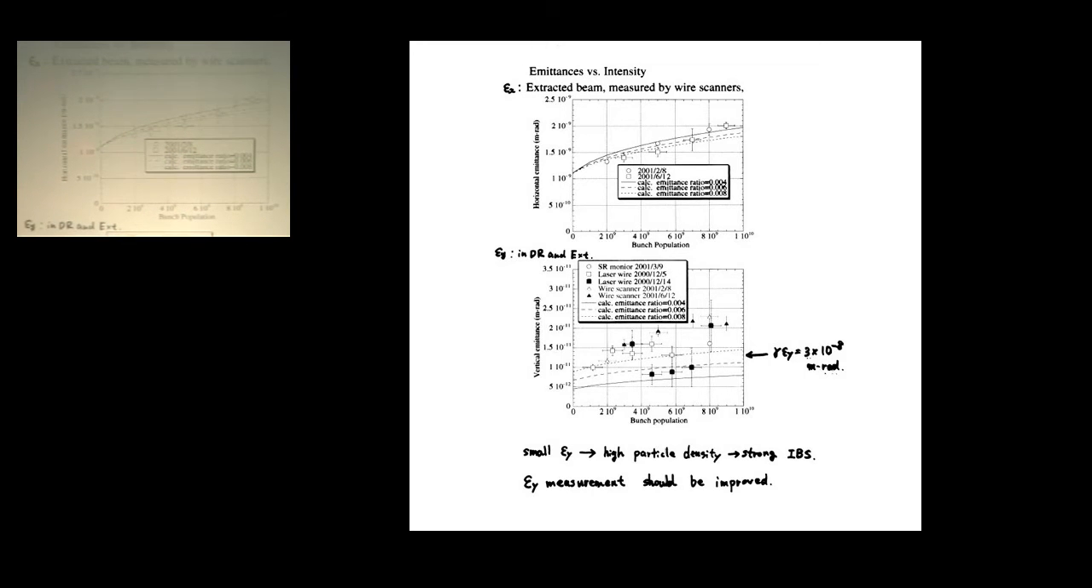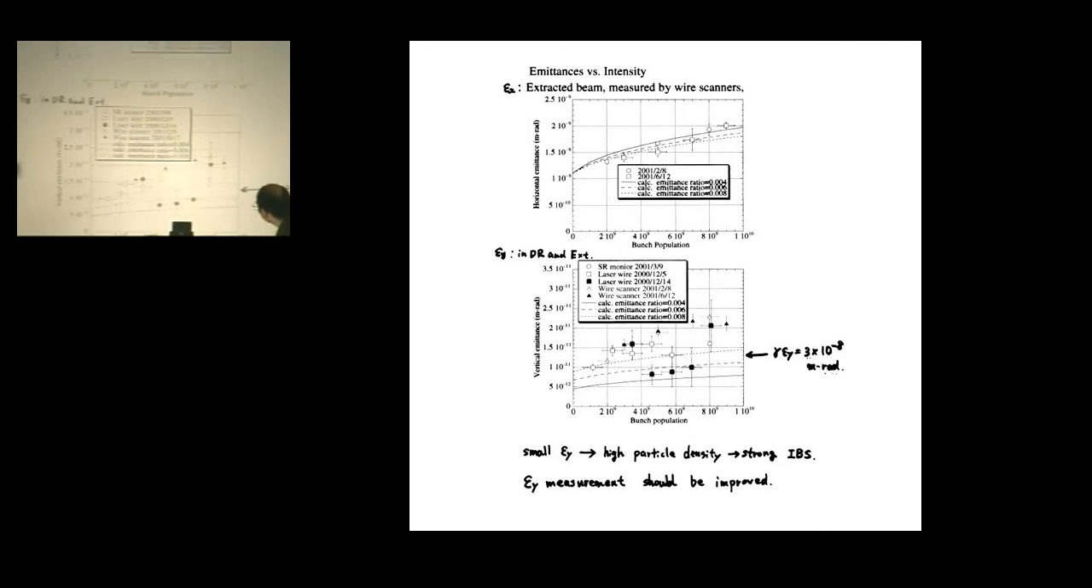This is the horizontal one, and this is vertical. So you can see a very clear increase as intensity increased. Then there are actually 3 lines from calculation of intra-beam scattering, assuming different vertical emittance. So this is the same vertical emittance.